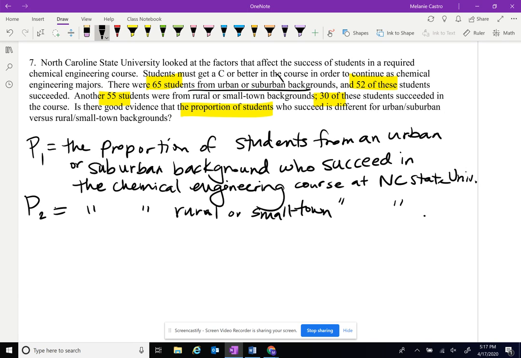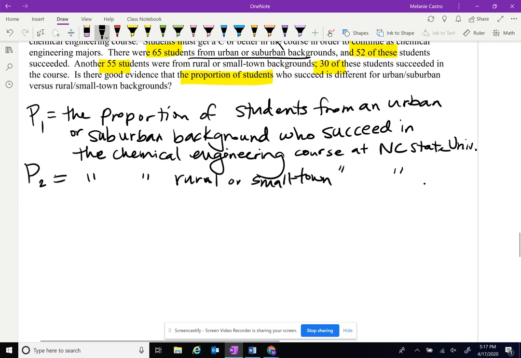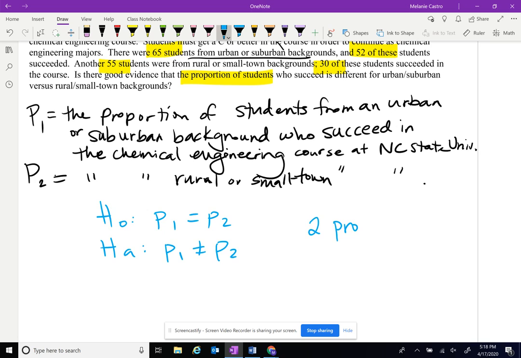All right, so hopefully pick the right one there. Our Ho and our Ha. Go ahead and pick. Are they different? It'll just be a not equal to for our alternative. And then if we name our test, this should be a 2 prop Z test.